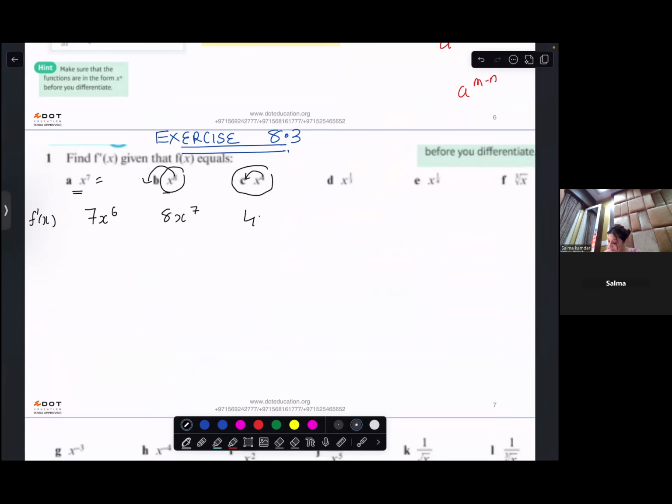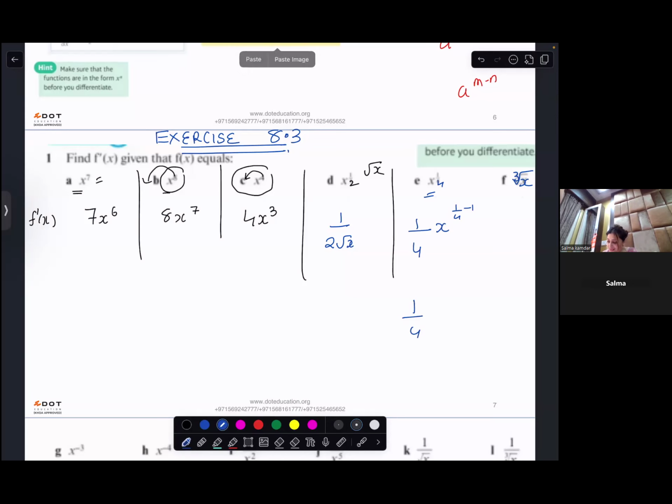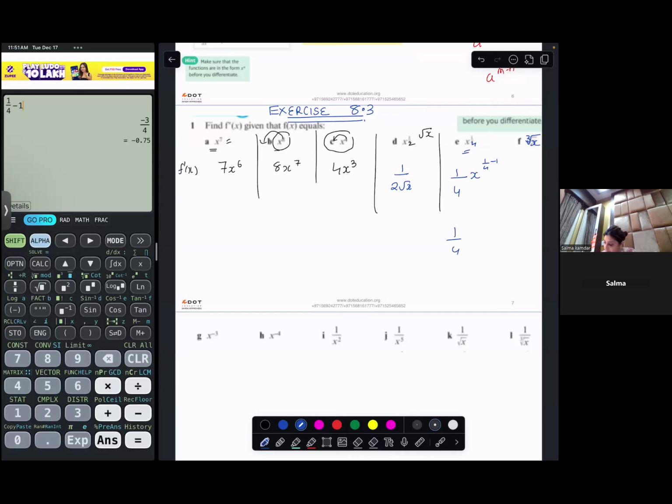Bring down the 4x^3 over here. It is x raised to half. That means it is root x, and the derivative of root x is 1 by 2 root x. Now here, for here it is x raised to 1 by 4. So it's going to be 1 by 4, x raised to 1 by 4 minus 1. So it's going to be 1 by 4. I usually do this on the calculator. 1 by 4 minus 1 is nothing but x raised to minus 3 by 4.